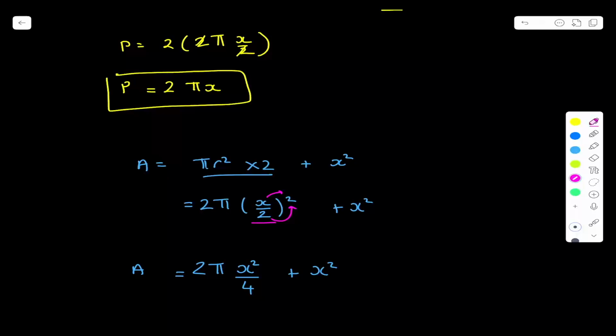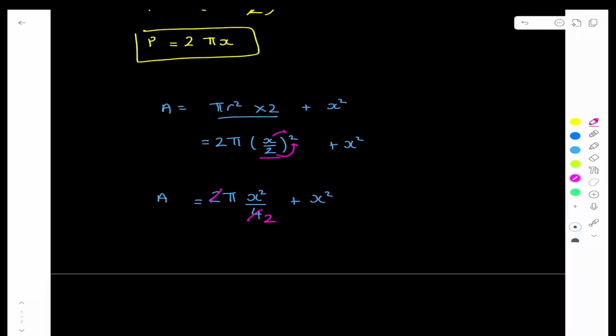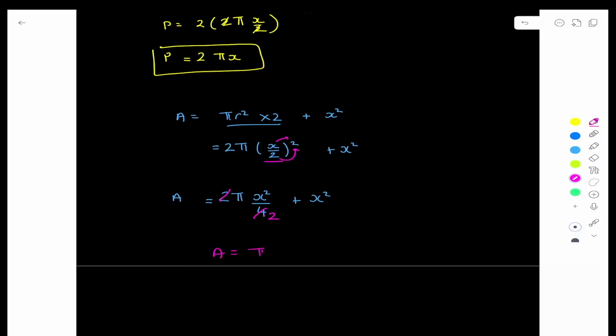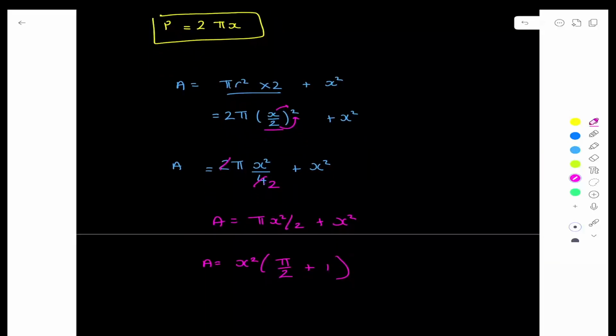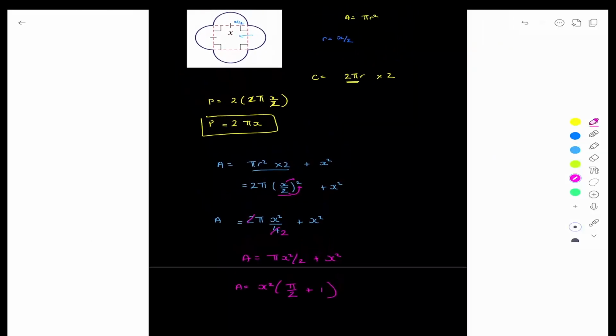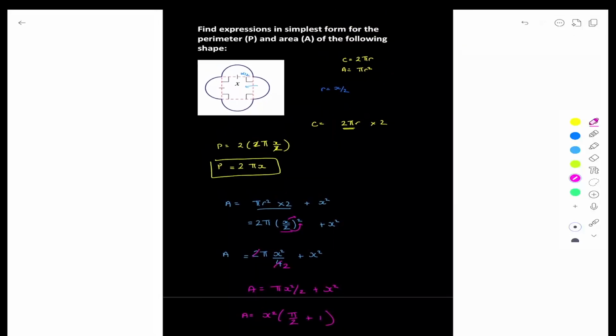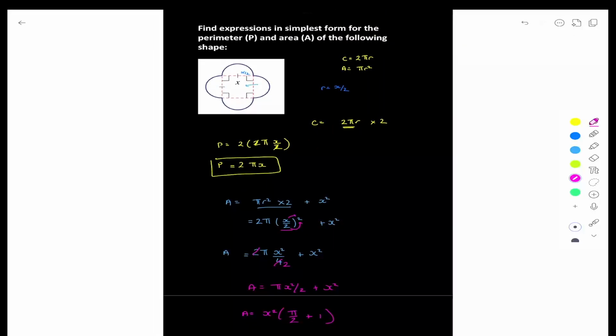Hopefully you can see that that 2 and that 4 simplify, because 2 goes into both of them. So my area is just left with pi x squared on 2 plus x squared. And one final step, we could factorize. We could actually take out x squared in this case. So we're left with pi on 2 plus 1 in the brackets and x squared outside the bracket. So that one, hopefully you understood. It wasn't that challenging, well done if you got it right, but good work if you're just able to follow that through and you understand how to do that.